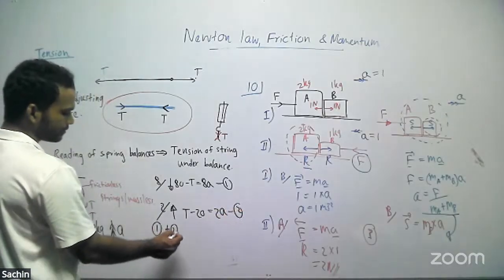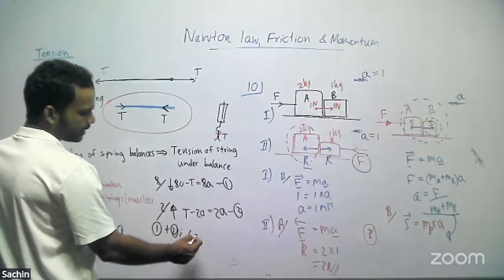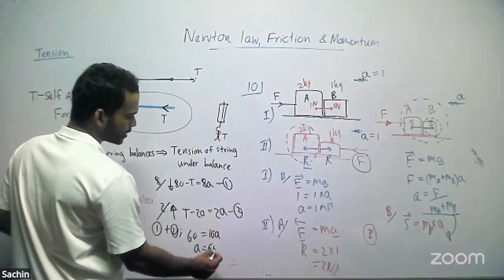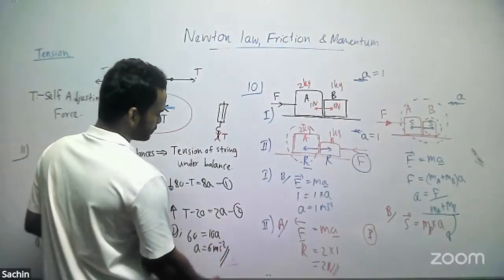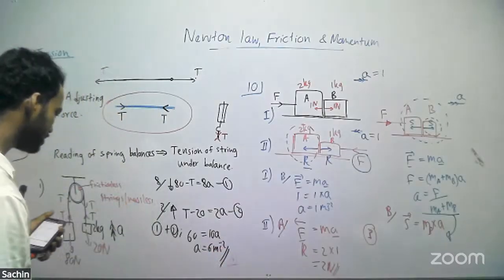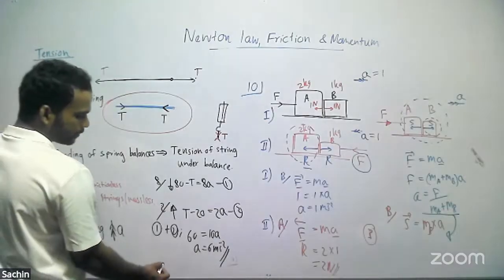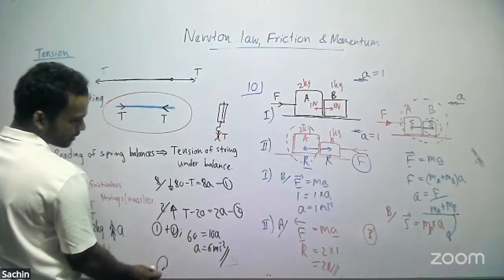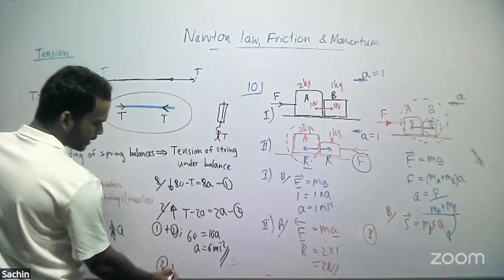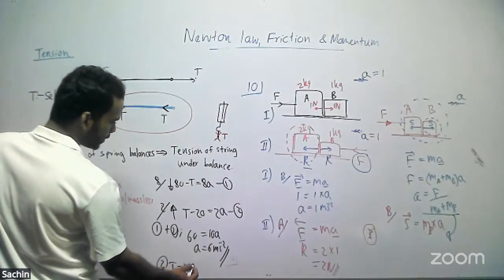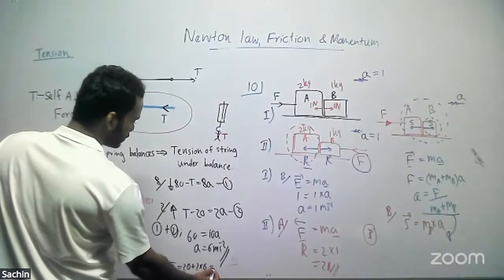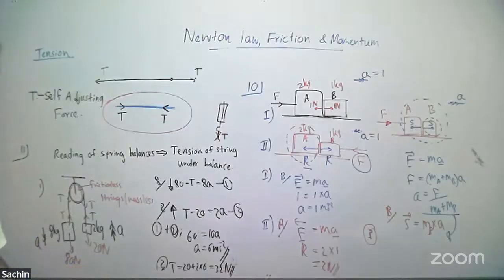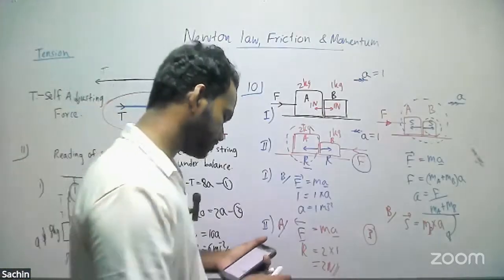When you add these, 60 is equal to 10a. A is equal to 6 meters per square second. Okay. So the acceleration is found. Now for tension, you can solve any of these equations out of 1 and 2. So I'm going with 2. From the second equation, I can calculate the tension to be 20 plus 2 into 6, which is 32 Newton. Okay. Tension is 32 Newton.